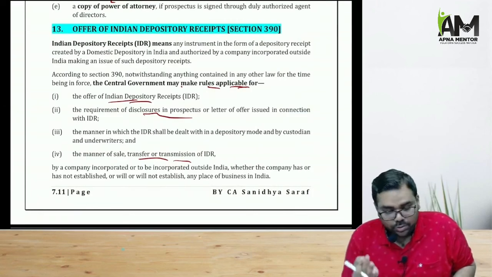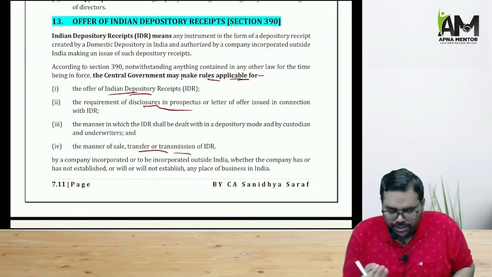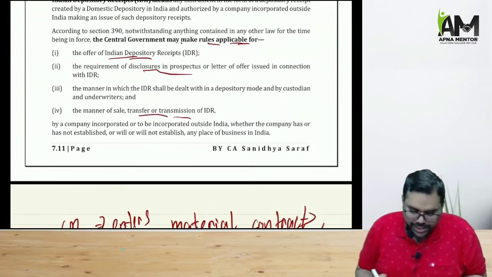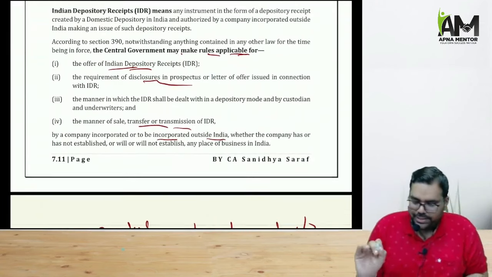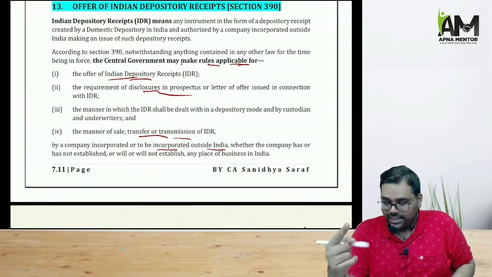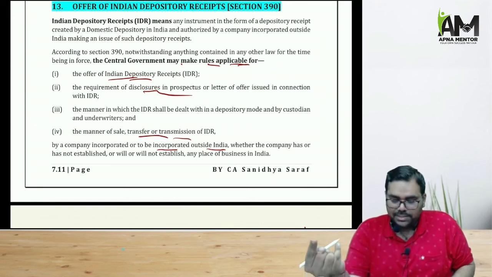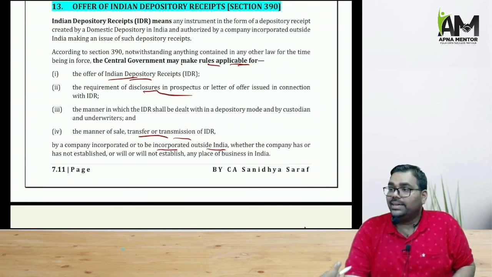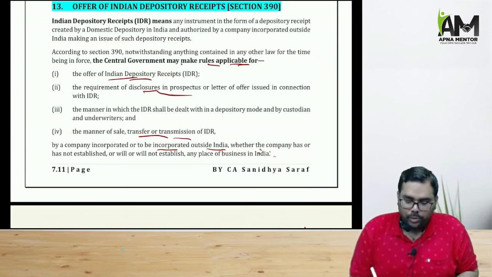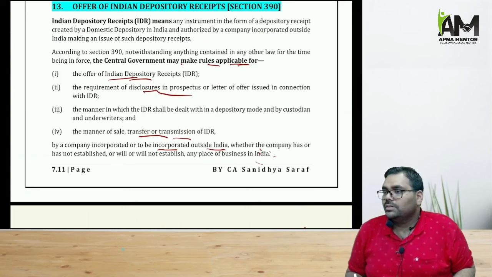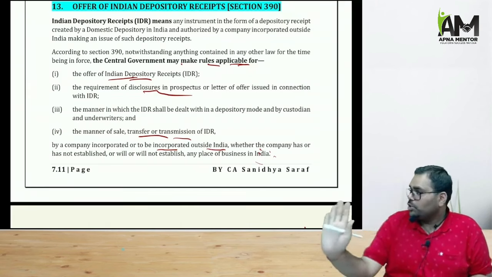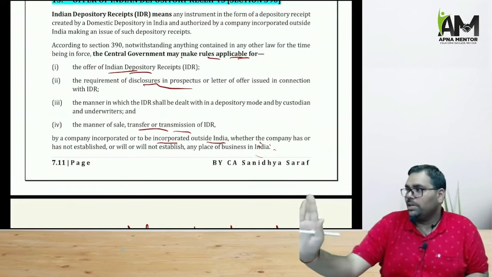The CG may make rules applicable for the offer of IDR, requirement of disclosures in the prospectus, and the manner of sale, transmission or transfer of IDR, by a company incorporated or to be incorporated outside India, whether it has established a place of business in India or not. It means they are talking about foreign companies, about body corporates. They have not used the words body corporate, but you can understand that they are talking about body corporates.